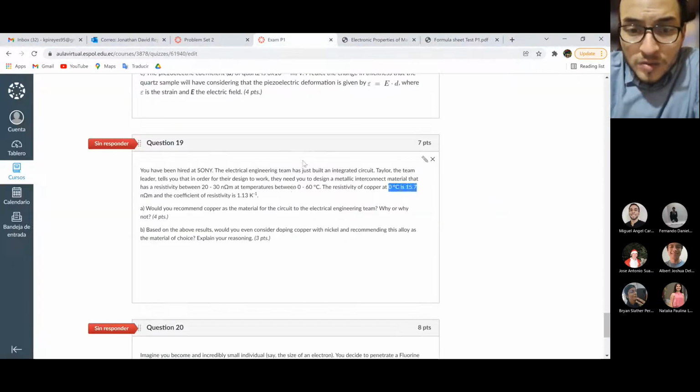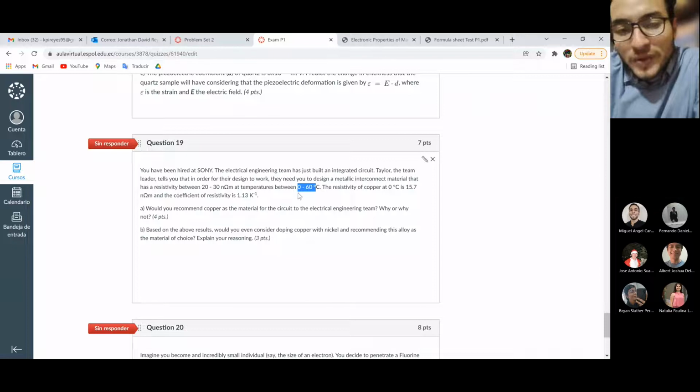And the question wasn't really asking if I do get these values, because I remember a couple of people saying, oh, because at 0 it's already 15.7, then you shouldn't really use this material. That's not what the question is asking, because as long as it has this resistivity within this range of temperature, it's fine. So it might happen that yes, at 0 it doesn't reach 20, but maybe at 10 degrees or so, it reaches 20. And as long as it's within this range, that's fine.